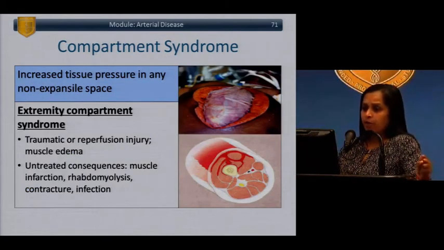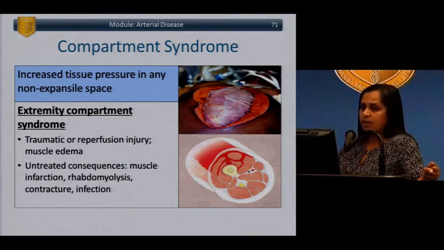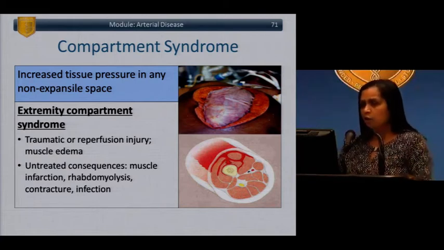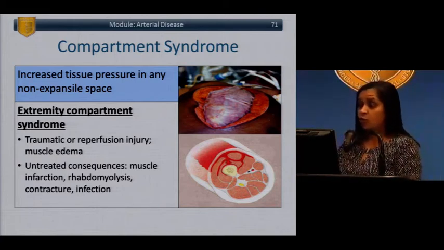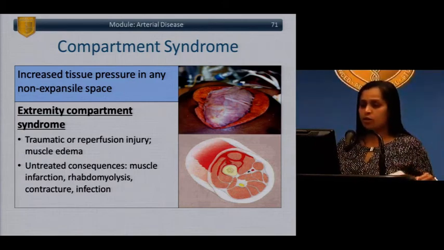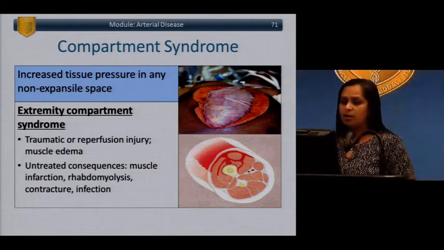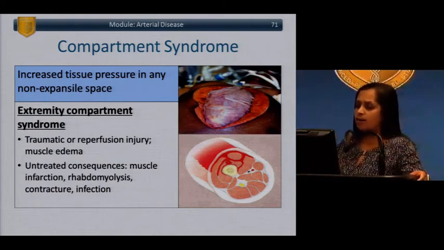So finally, we'll talk briefly about compartment syndrome and fasciotomies. Extremity compartment syndrome is basically an increase in tissue pressure in a non-expansile space. This can occur from either traumatic injury or reperfusion injury, which is what's typically seen in the vascular situation. The consequences can be muscle infarction, rhabdomyolysis, and then, of course, neurologic dysfunction leading to contracture.